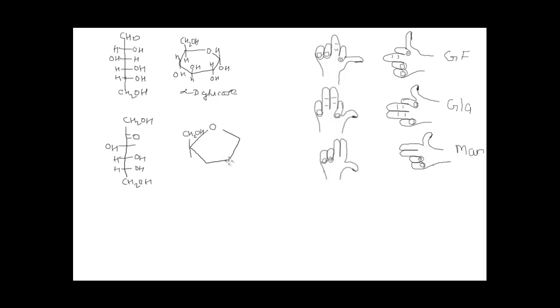Now let's start with carbon 2, which is this carbon right here, and we're going to have a CH2OH and another OH come out, and the direction of OH again depends on whether this is an alpha or beta fructose.